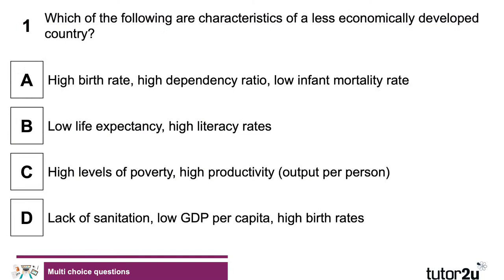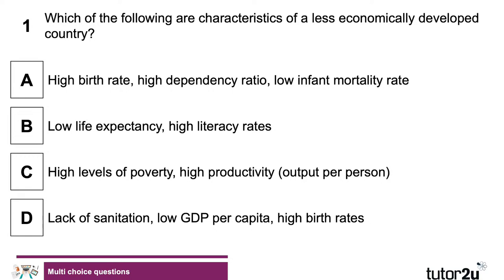Let's move on. We've got a little cluster of multiple choice questions for you. Here's the first one. Which of the following are characteristics of a less economically developed country? You're looking for an answer here, A, B, C, or D, which are all correct. So in some of them, there's a mix of correct and incorrect characteristics. So what do we think for question one? So we're looking here for just one answer where all three aspects are characteristics of perhaps a low or a low middle income country.